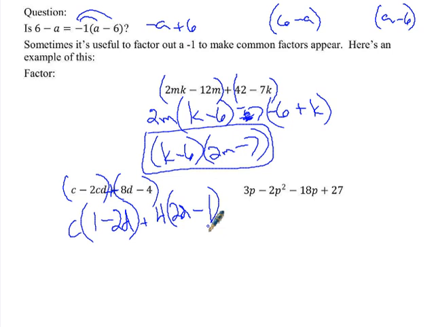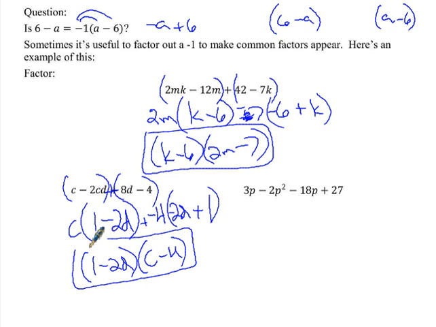Almost. They just have wrong signs, right? So instead of a positive 4 factored out, I'm going to factor out a negative 4, and that will make this negative and this positive. And now do they match? Yeah, they do. So what do we factor out? 1 minus 2d times c minus 4. That's the answer.